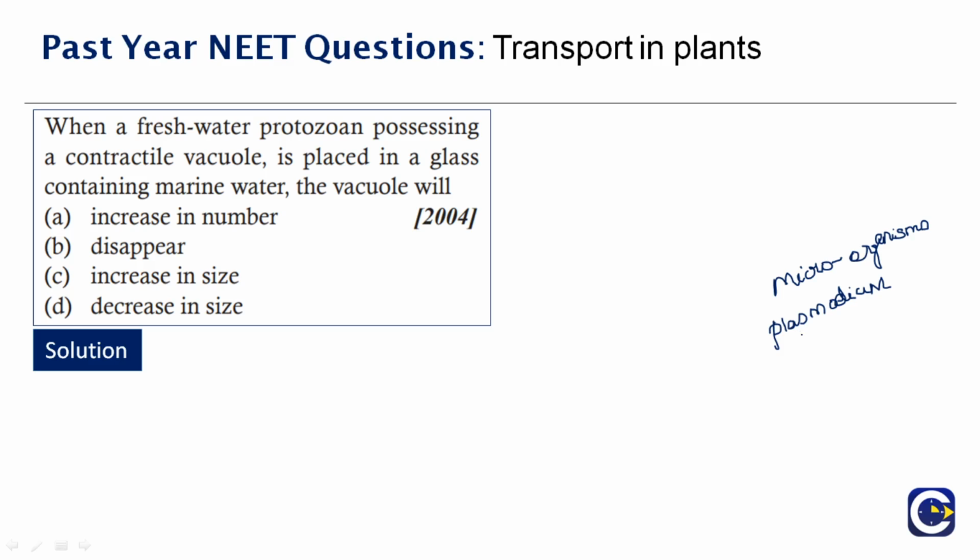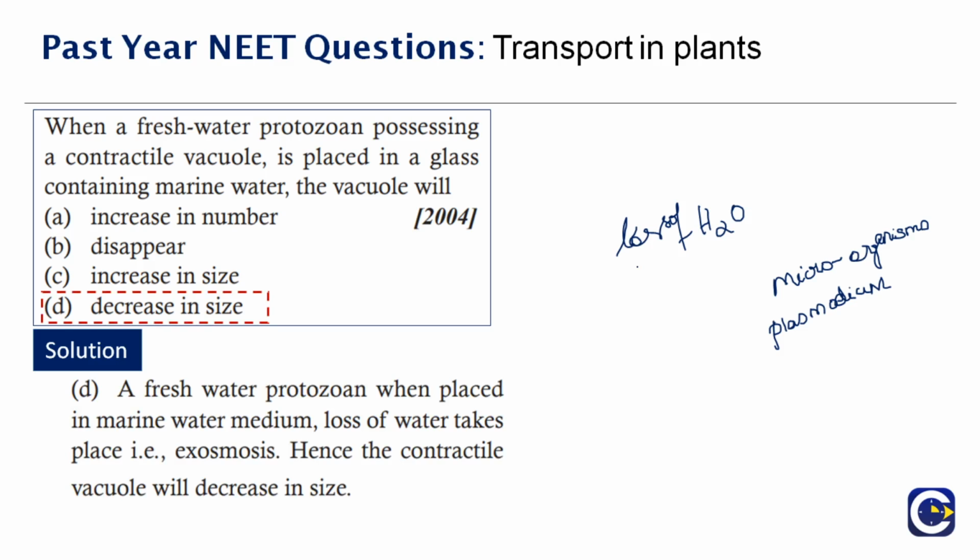So here, a freshwater protozoan possessing a contractile vacuole, when placed in a marine water medium, loses water. That is exosmosis. Hence the contractile vacuole will decrease in size. You are placing it in a glass containing marine water, and the vacuole will decrease in size because there is loss of water. When water is lost, there is no chance for the vacuole to expand. Therefore, it will only decrease in size. The correct answer to this question is option D, decrease in size.